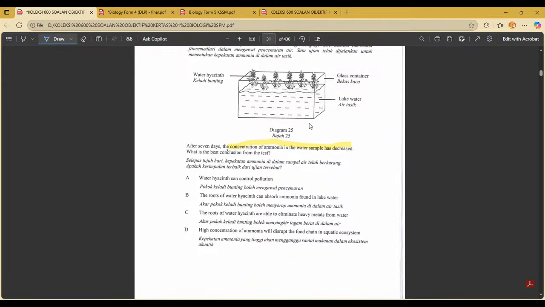So, what's the best conclusion for the test? Well, this is right. Ammonia is not heavy metal. This is also right. These two are unrelated, but out of these two, I think B is the best because it's more specific than A. A is more general.